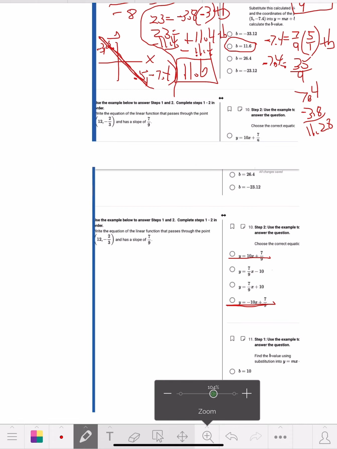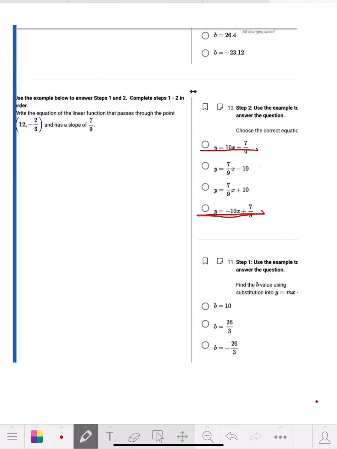So I'm just going to work on the formula and plug in the values. I'll let this equal x and this equal y. So I'm going to start with negative 2/3 equals 7/9. I know that's the slope, right? 7/9. I know the x is 12, right? 12 over 1, that's 12, plus b. I'm solving for b now.